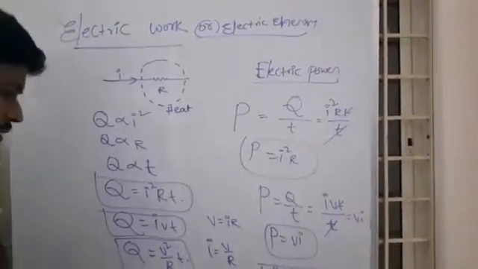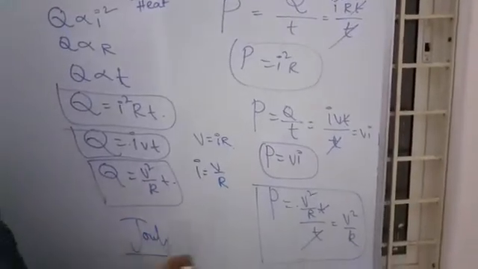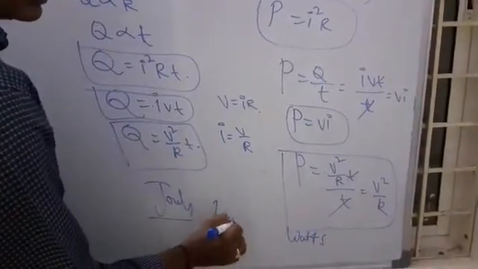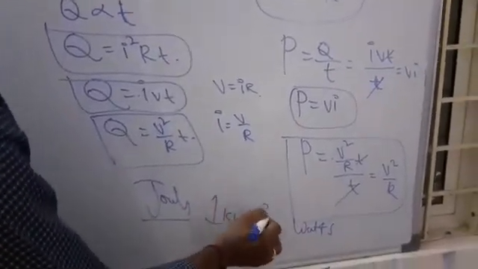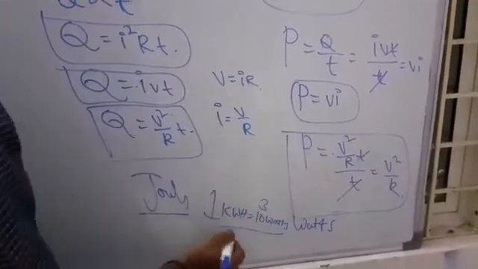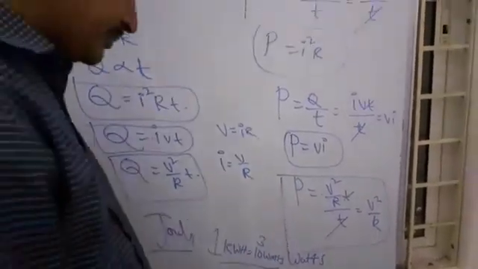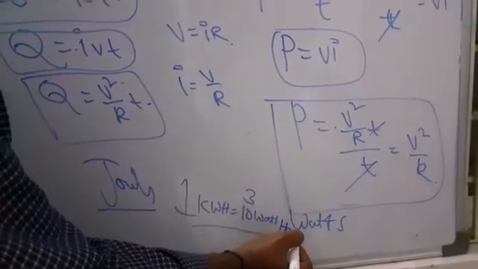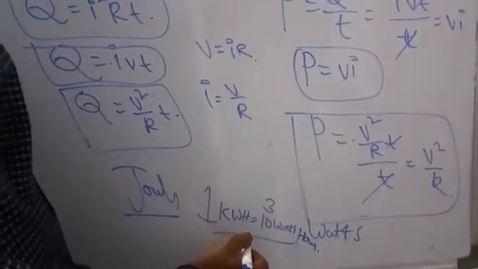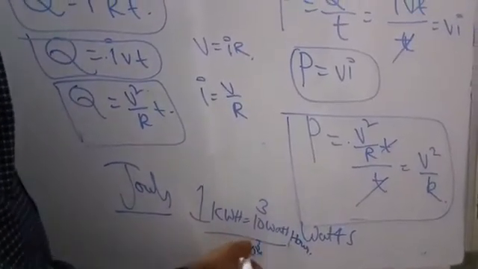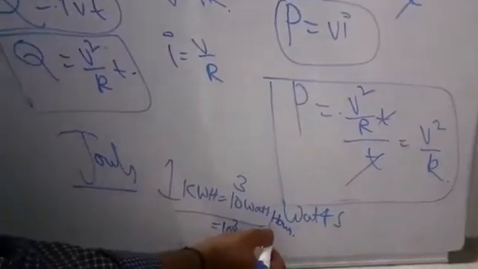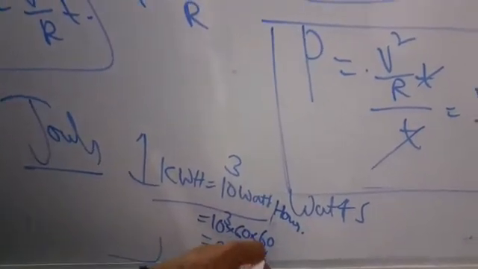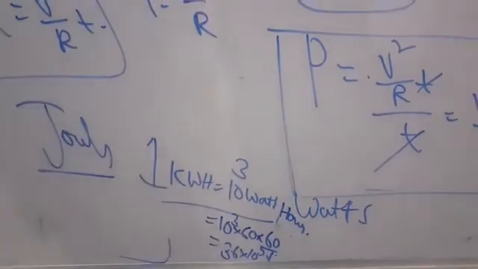Here the unit of energy is joule, and here the unit of power is watt. 1 kilowatt hour is equal to 10 to the power of 3 watt hour. So 10 to the power of 3 into 1 hour, which is 60 minutes into 60 seconds, gives 3.6 into 10 to the power of 6 joules. This is the kilowatt hour value.